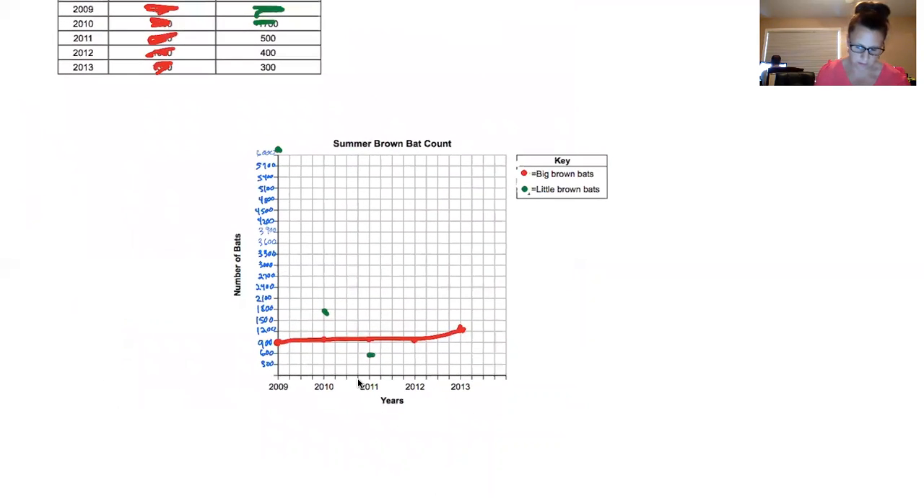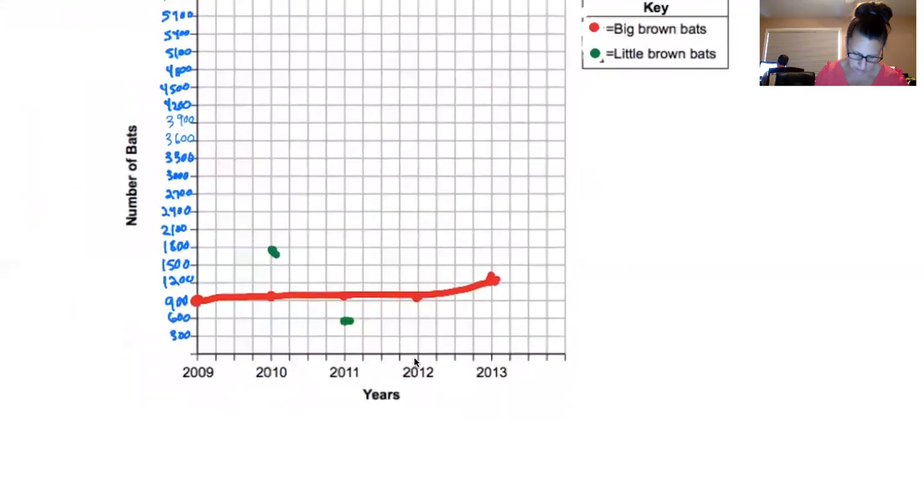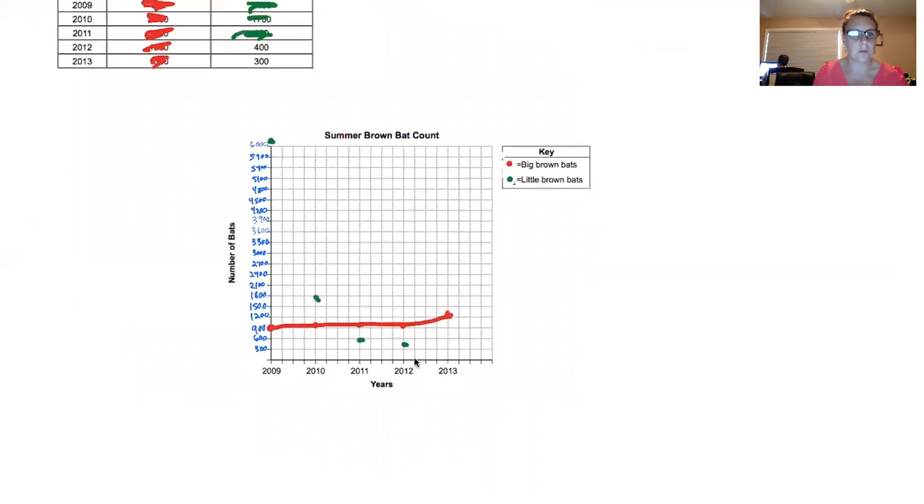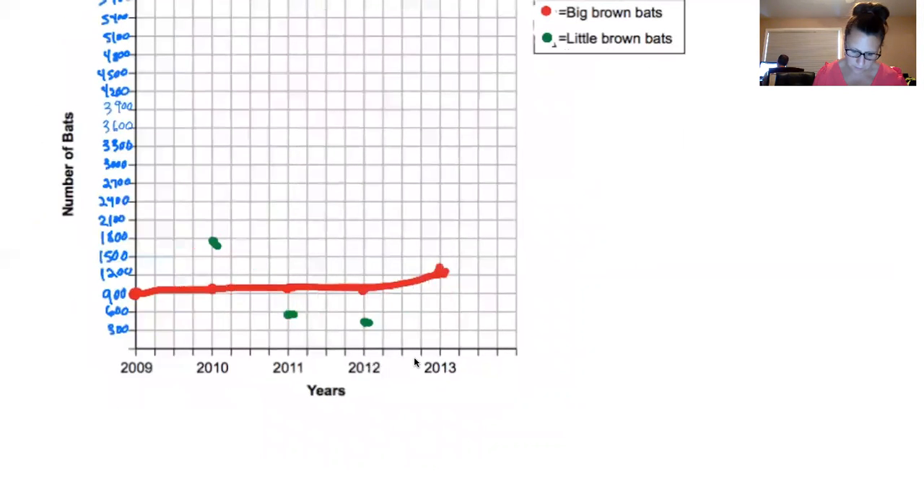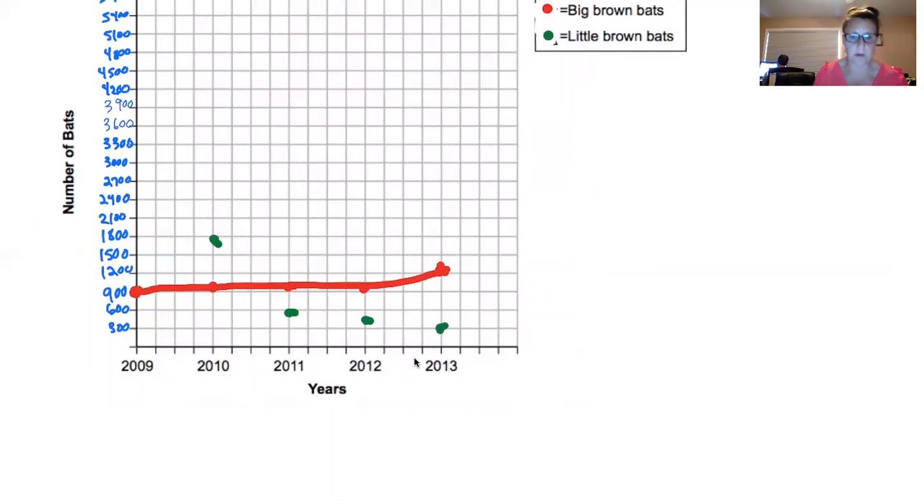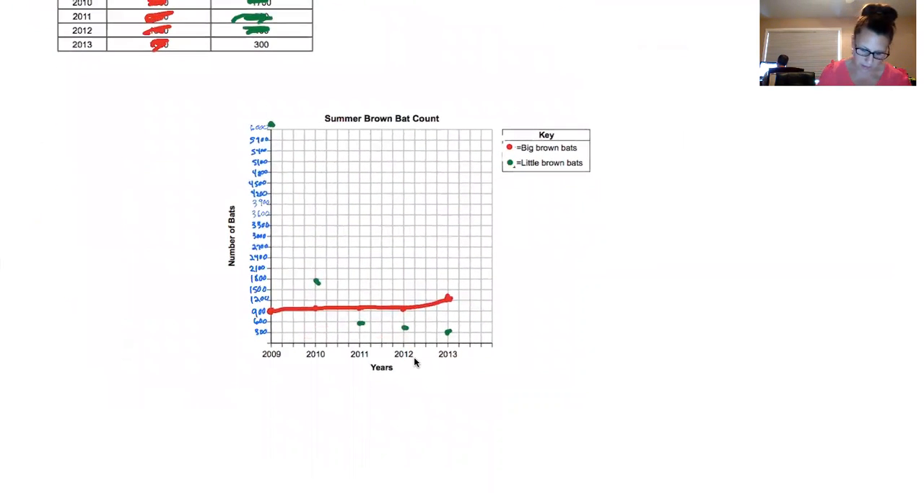And then 2012 and 400, just slightly under where we went, but at the 2012 mark, actually slightly above the 300 mark. So right about there. And then the last one is 2013 and 300. So 2013, I'm going to go right up and put it right at 300. So now again, I'm going to connect those points with as smooth of a line as possible with that same green color. And you can see, looking at this, that the little brown bats sharply declined, whereas the big brown bats stayed about the same and actually had a slight increase at the very end.